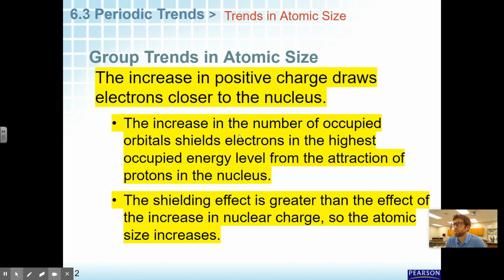So that is going to draw electrons closer to the nucleus, but that's not going to matter as much as you add in more shells if you read this last bullet here. The next bullet says the increase in the number of occupied orbitals shields electrons in the highest occupied energy level from the attraction of protons in the nucleus. What that means is you're adding more electron shells, so you're making it harder to be attracted to the protons that are in the middle.